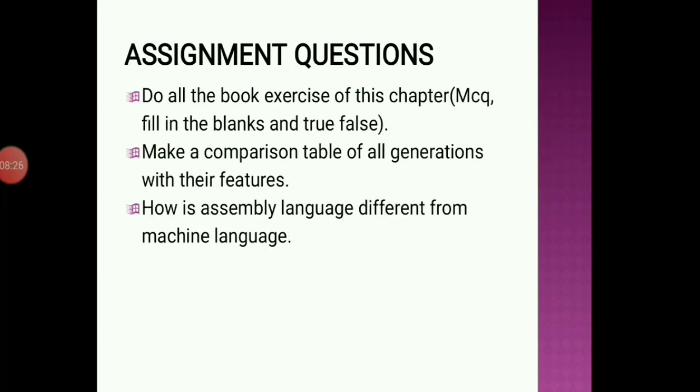Here are some assignment questions for you. All you have to do in this chapter: do all the book exercises of this chapter like MCQ, fill in the blanks and true false. Next, make a comparison table of all the generations with their features. And the last one, how is assembly language different from machine language?